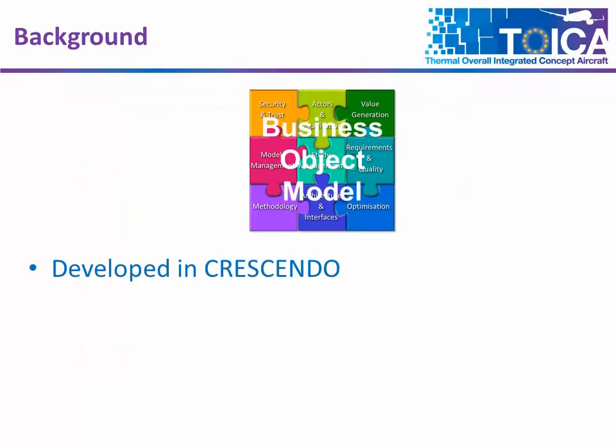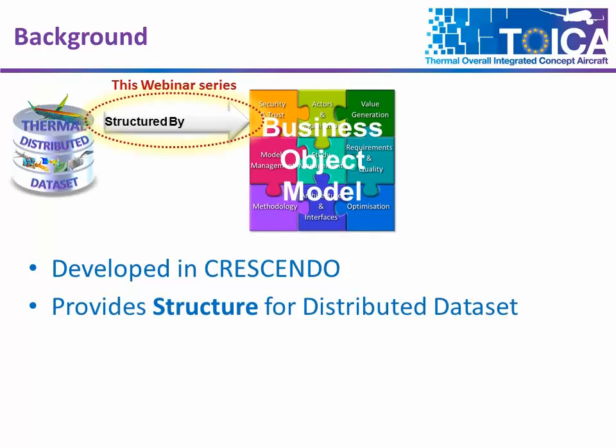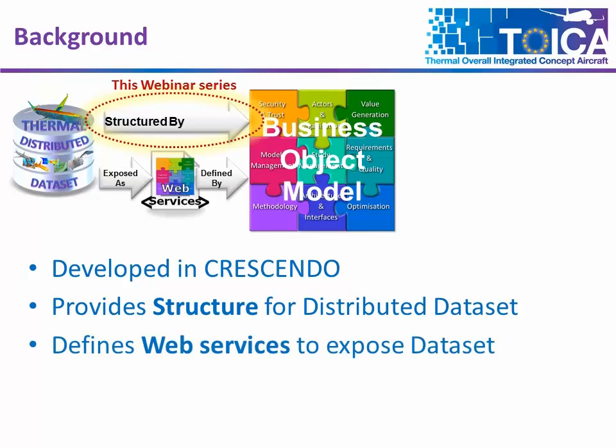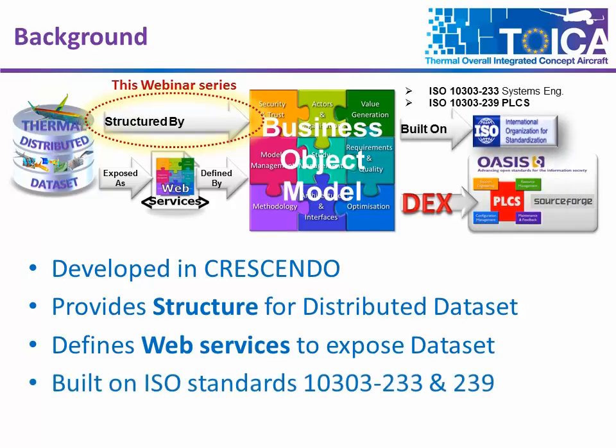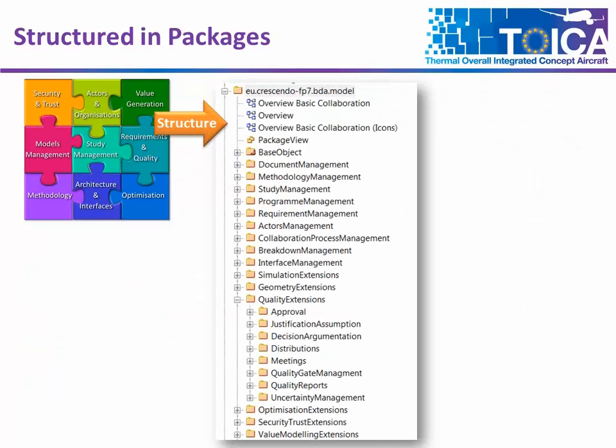The MoSSEC Business Object Model was developed under Crescendo. It provides the structure for a distributed dataset, and that is the subject of this webinar series. The Business Object Model also defines the web services which are used to expose the distributed dataset. The Business Object Model is built on the ISO standards 10303-233, which is Systems Engineering, and 10303-239, which is Product Lifecycle Support. The Business Object Model is structured in packages.